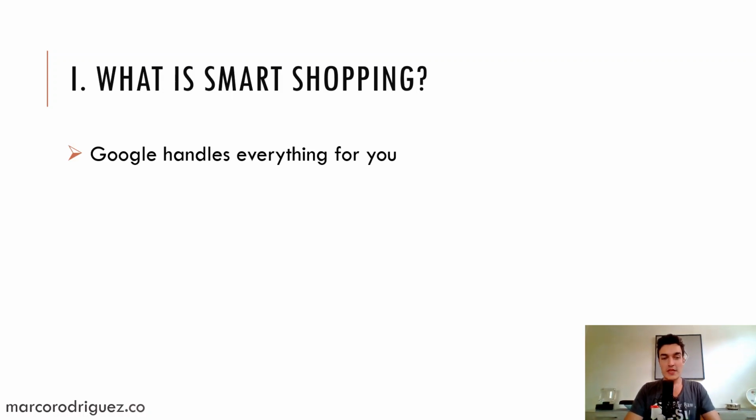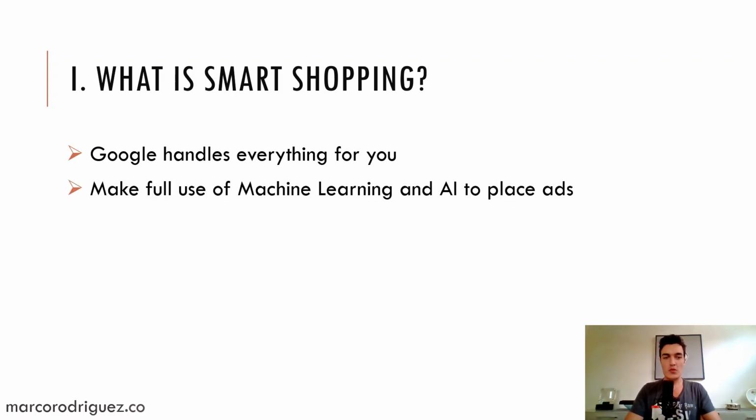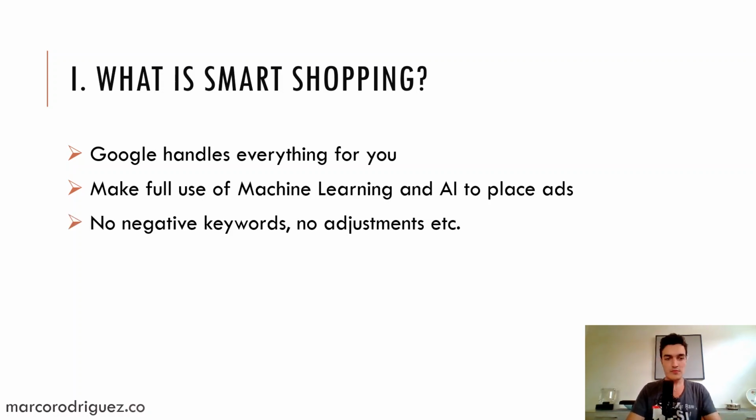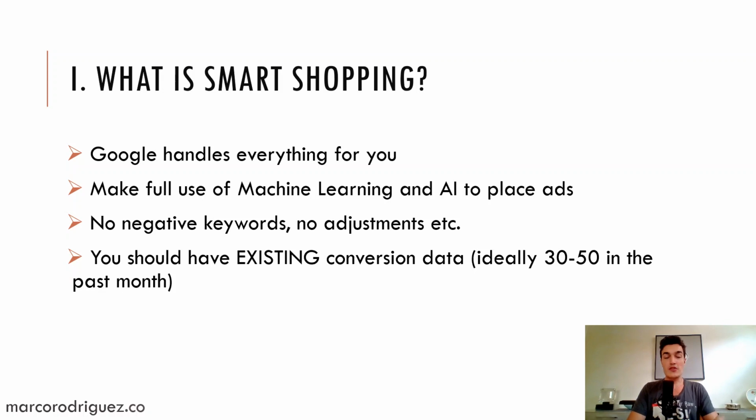It means that Google handles everything for you, right? They make use of full machine learning and AI to place ads for you on shopping, on YouTube, on display, wherever. So Google really determines where your ads should show. This means that you cannot use any negative keywords, you cannot use active bid adjustments and all that stuff. Basically, you should have existing conversion data, ideally like 30 to 50 in the past 30 days, in the past month, so that Google knows what to do, all right?